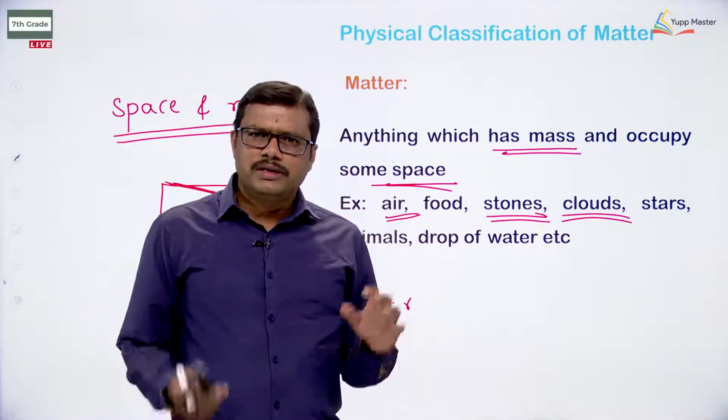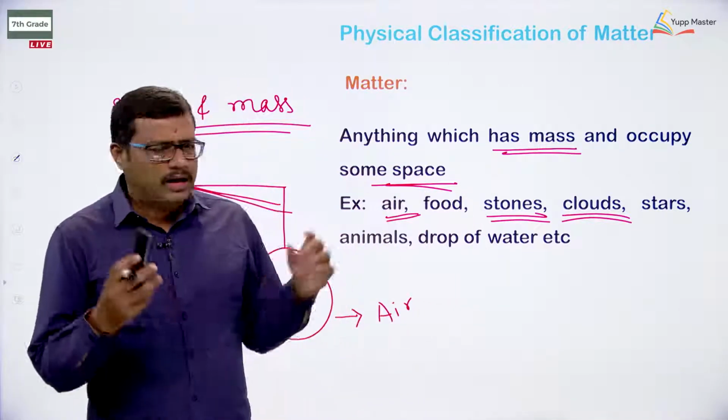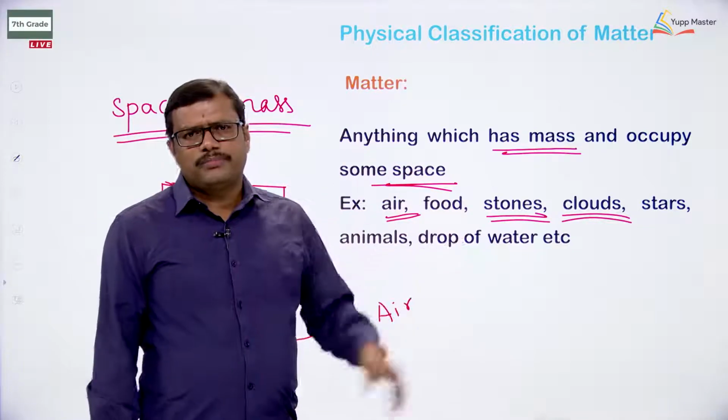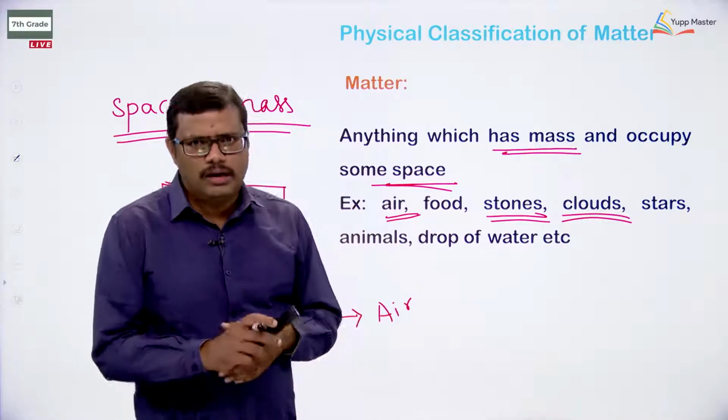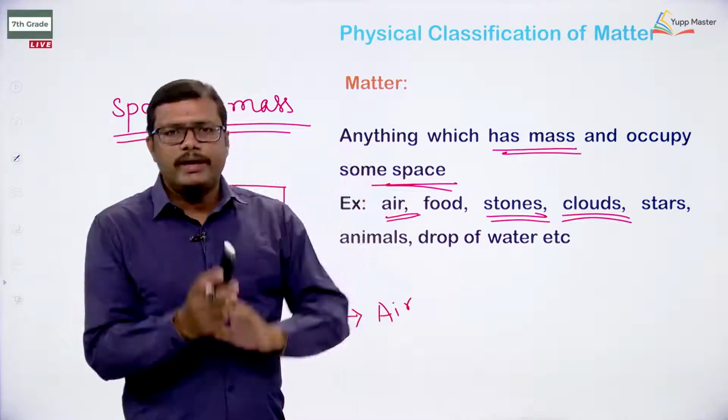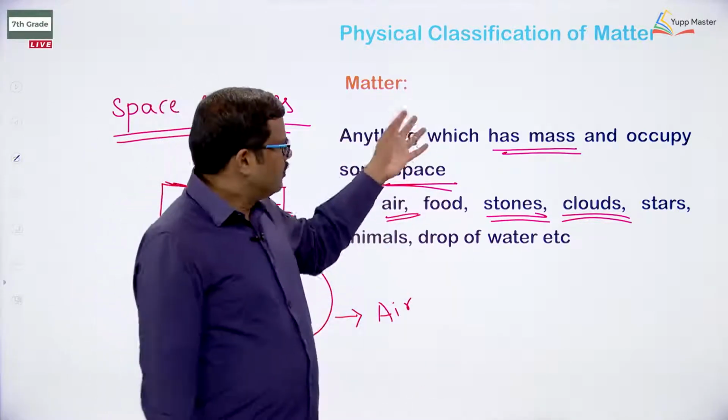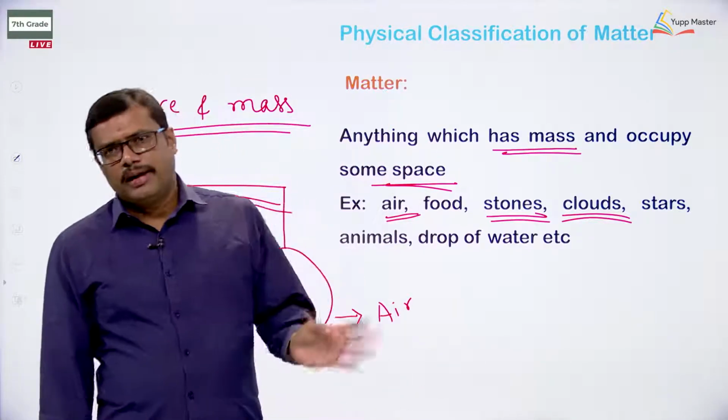Water vapor means it is going to possess some weight, that is mass. So, clouds also have mass and they occupy some space. So, cloud can also be considered as matter.